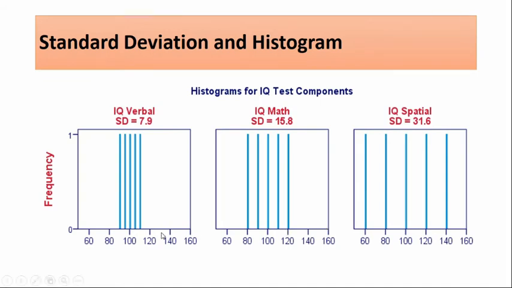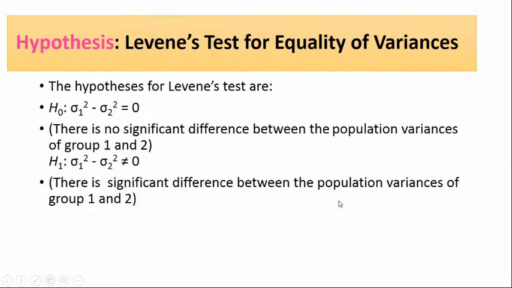Friends, I have prepared a histogram for it. For the first paper, IQ verbal, standard deviation is low, so the spread is low. When the standard deviation is increasing, the spread is also increasing. Here you can check also, standard deviation is very high. The spread, the scatteredness between the data, is also high.